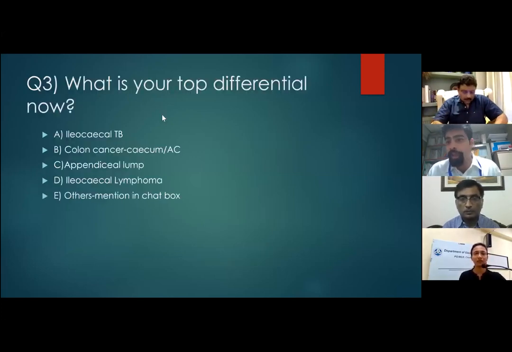Before we take the opinion after examination of the participants, let us ask the audience now, what is their top differential after examination? Has it changed from the one after history? So Yogita ji, can we please run the polls? All of you can participate. The differentials are same. A is ileocecal TB, B is colon cancer of the cecum or ascending colon, C is appendicular lump, D ileocecal lymphoma, and others can definitely mention in the chat box.